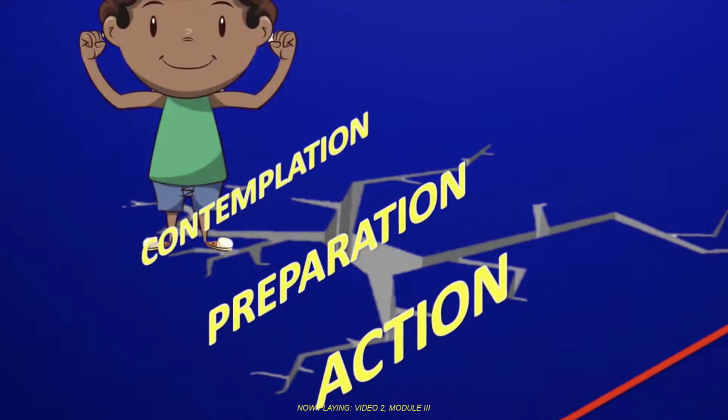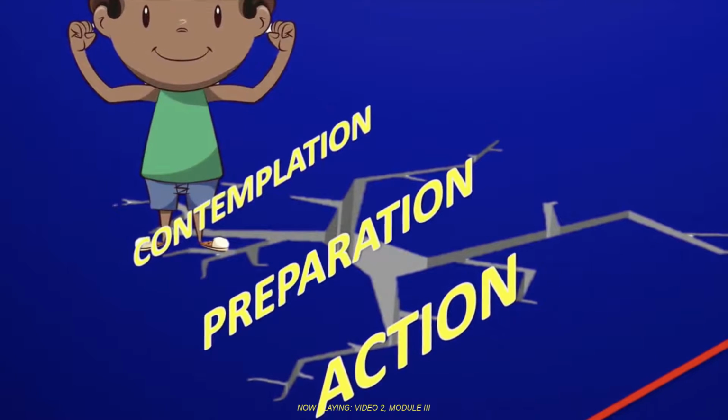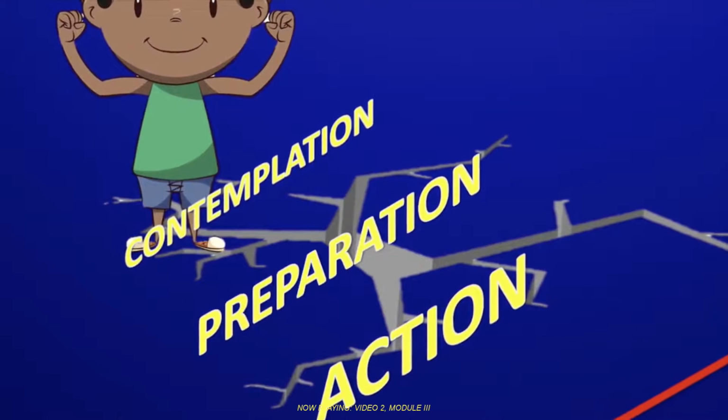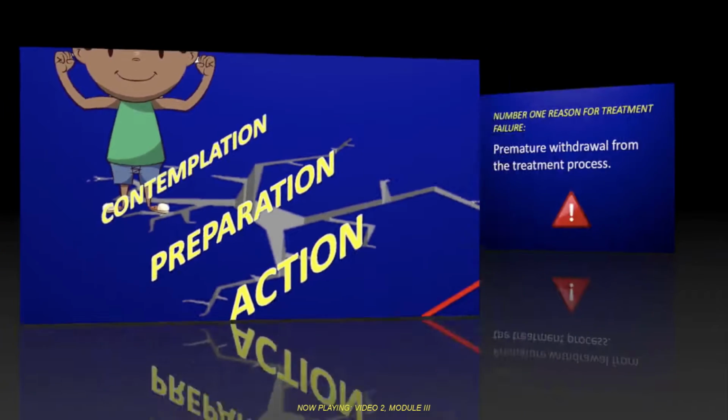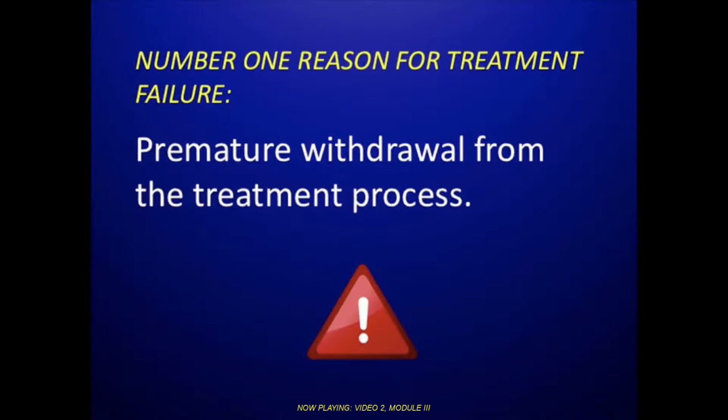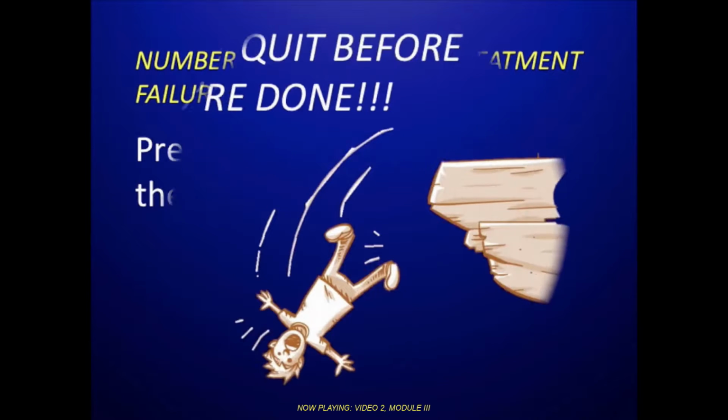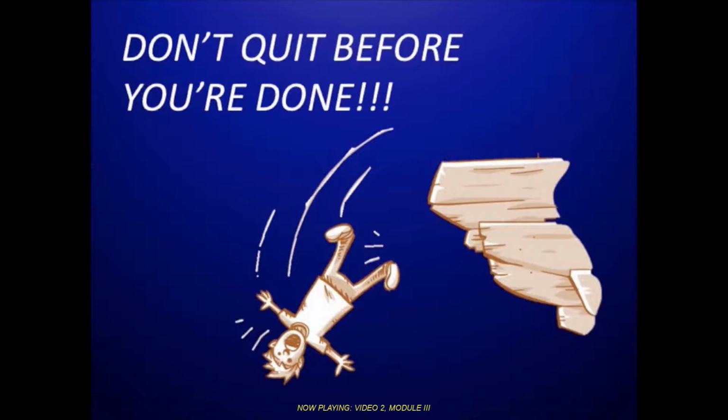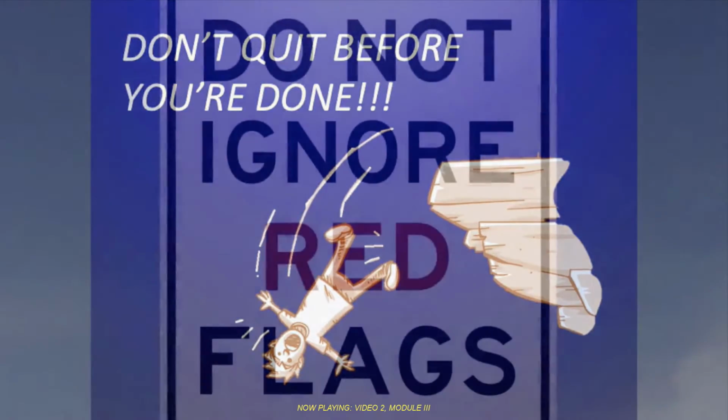And the fact is, most problems occur in either the contemplation or the preparation stage. So for example, the number one reason for treatment failure is premature withdrawal from the treatment process. That's quitting before you're done. And there's two common statements family members will sometimes hear that are big red flags that this is coming.